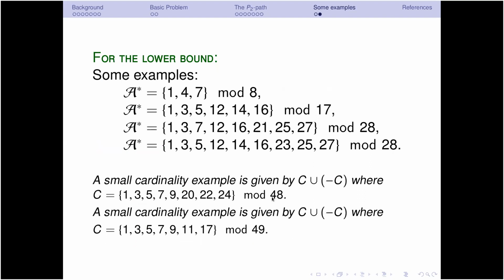For instance, if you want to work modulo 48 or 49, we have a very small cardinality example by using a set that has C union minus C. Essentially, we tend to believe that those will be the smaller examples that we can find. This one has 8 of them, so it has only 16 elements, and at the beginning, we thought there should be more. So finally, maybe A star can be really small, and A star union 2 A star be rather large.